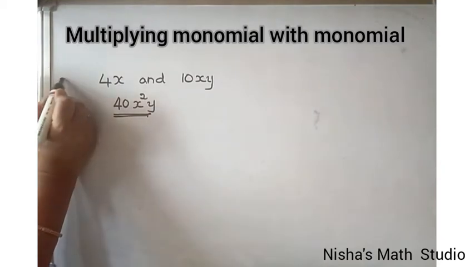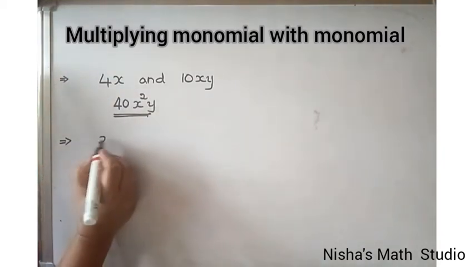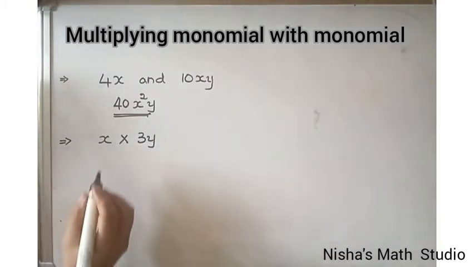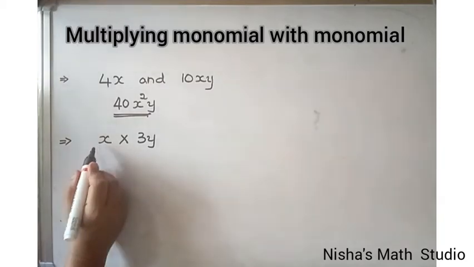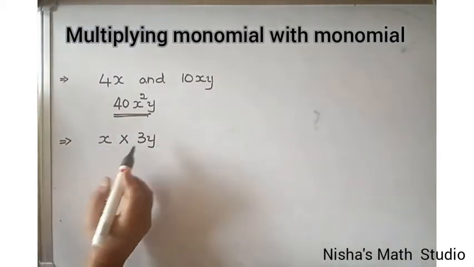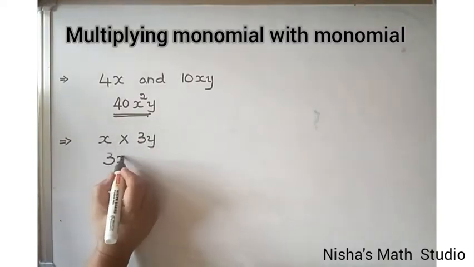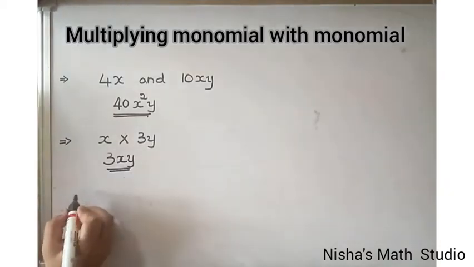The next example, let's say x multiplied by 3y. Here, what is the numerical coefficient of this? If no number is written, the numerical coefficient is 1. So, 3 ones are 3. x there is only one time. y here there is only one time. So, the answer is 3xy.